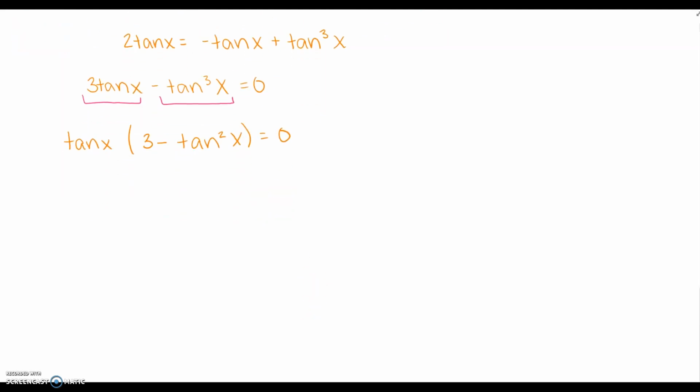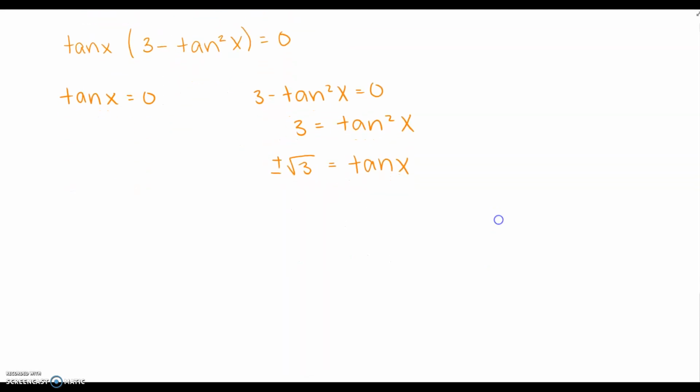And now I can go straight to using the zero product property. So that's going to be tangent of x equals 0, and 3 minus tangent squared of x equals 0. So 3 equals tangent squared of x. So plus or minus the square root of 3 equals tangent of x.